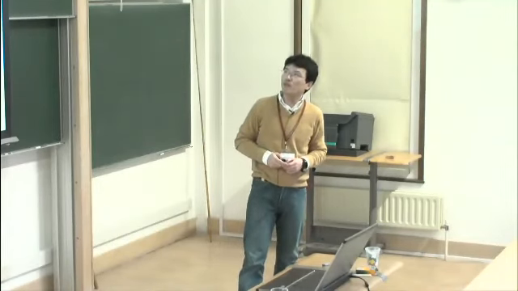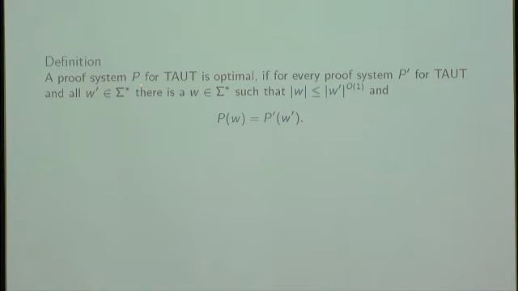So what is the optimal proof system? A proof system P is optimal if for every other proof system P prime, and every proof w prime in P prime, I can find a proof w in P such that the length of w is bounded by a polynomial of the length of w prime, and they prove the same thing, in two different proof systems. So for every proof in P prime, I can find another proof in P so that their lengths are not far apart. The exponent depends exactly on P prime, yes.